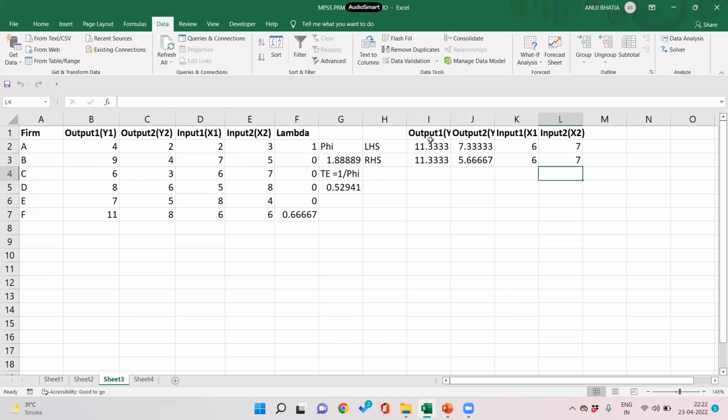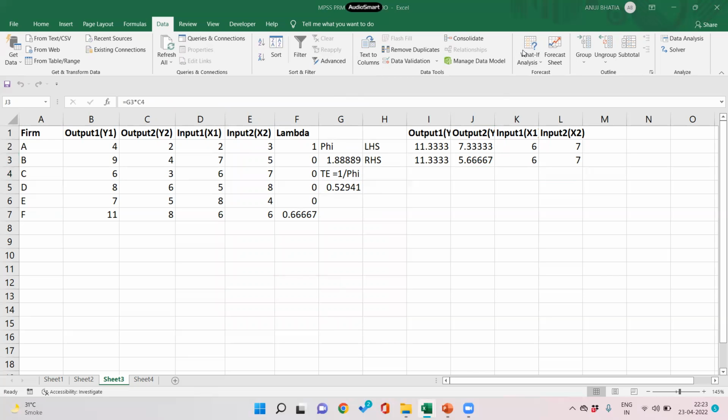Now, if you look at the outputs, the left hand side and right hand side of output 1 are the same, 11.33. However, the left hand side and right hand side of output 2 are not the same. It means that this constraint is not binding, and there is a difference. This difference is called a slack.